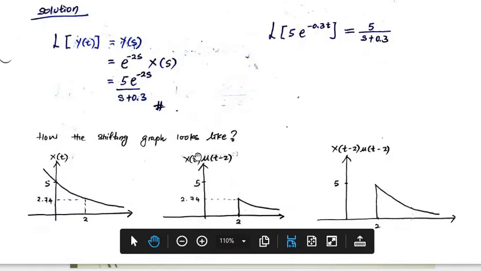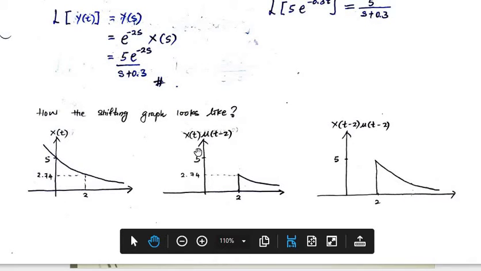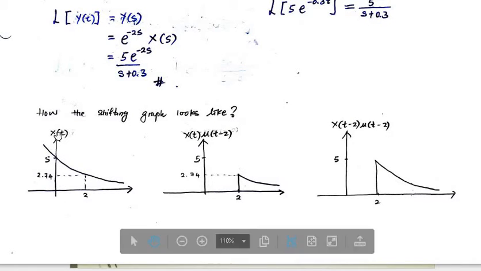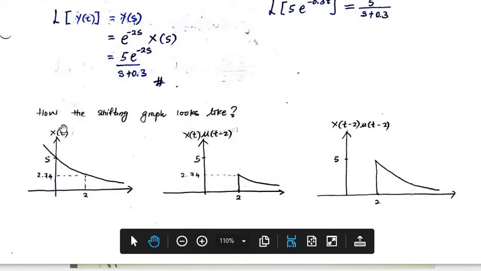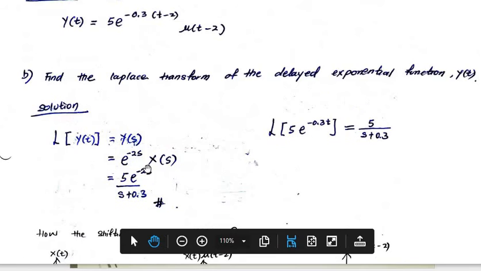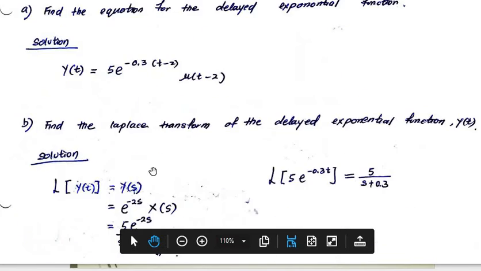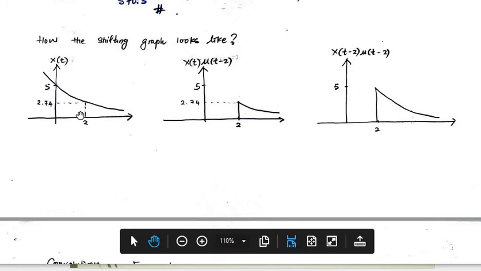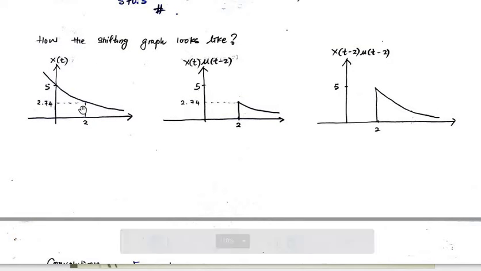Now let's look at the graph. How does the graph look like? If this is your x(t), 5 e^(-0.3t), this is the graph of 5 e^(-0.3t). And then your x(t) is multiplied with u(t minus 2). When you multiply with u(t minus 2), you just take the graph starting from t equal to 2. Before that, you chop off. That's why you only get from 2 to infinity.